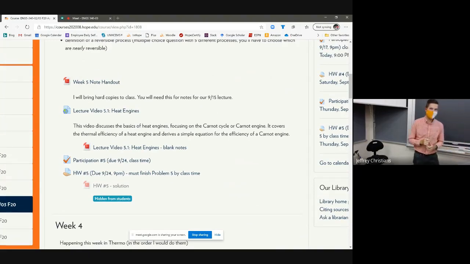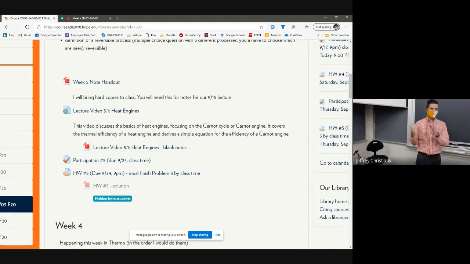The last problem on homework 5 should be done when you come to class. It doesn't need to be turned in, and you just need to have done it. If you haven't, we're going to talk about a whole bunch of stuff and you'll be like, I haven't seen that yet, what are we talking about? So make sure you're done with the last problem on homework 5.